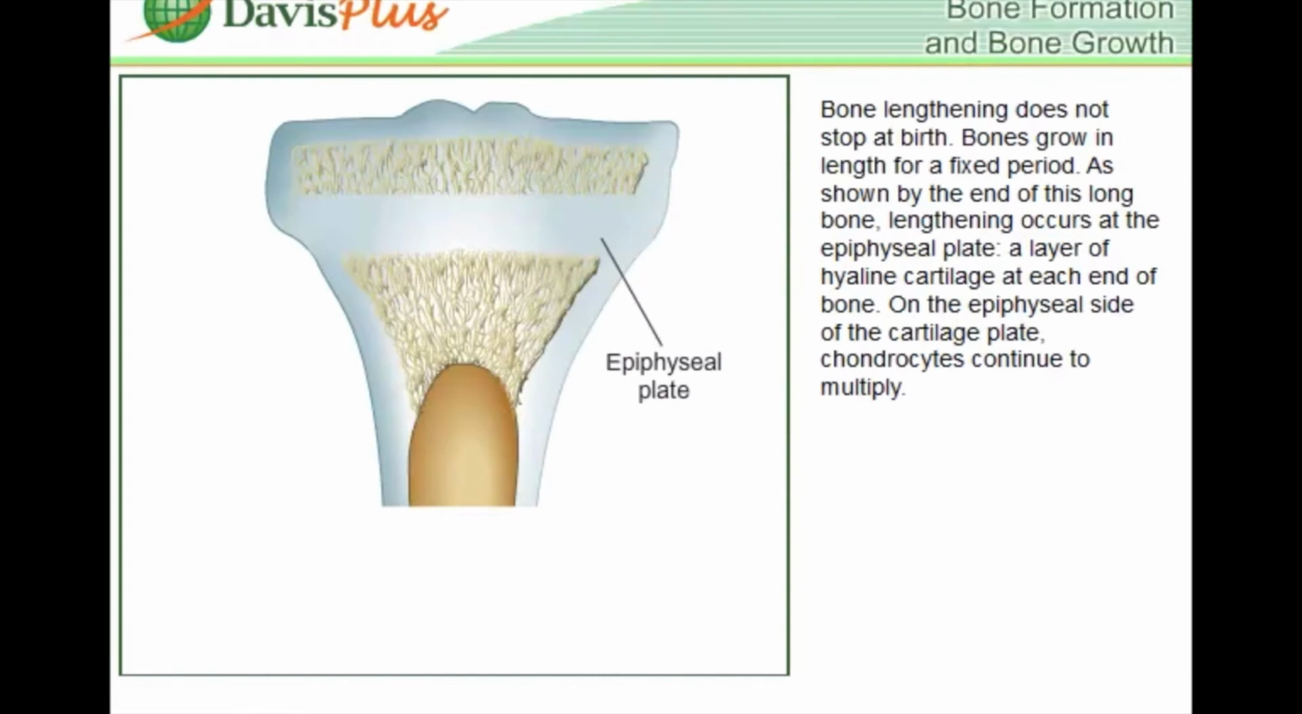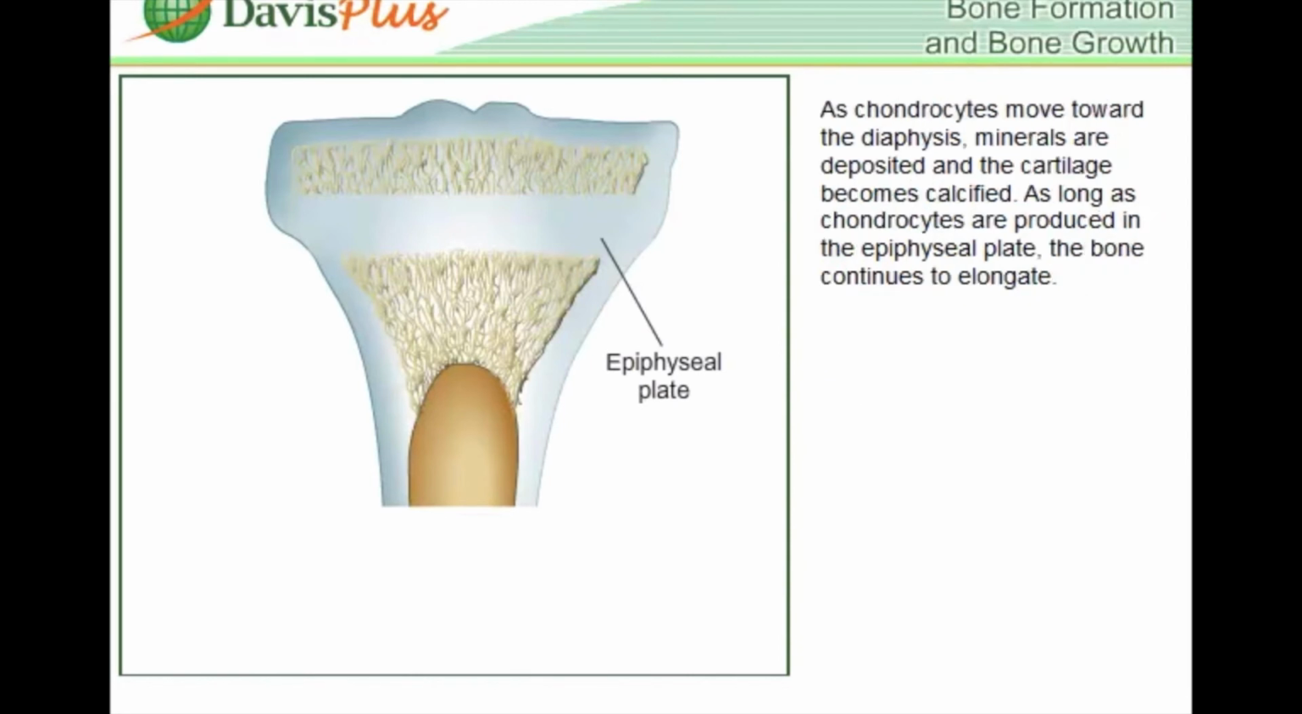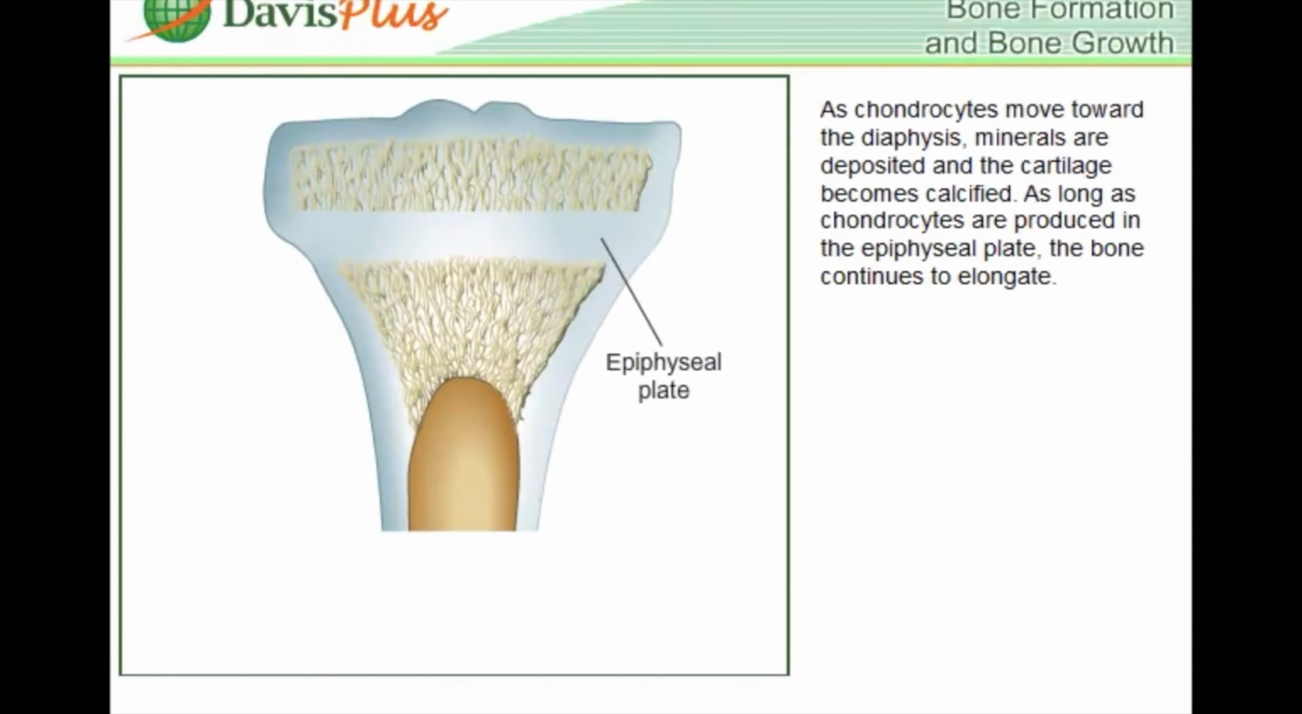On the epiphyseal side of the cartilage plate, chondrocytes continue to multiply. As chondrocytes move toward the diaphysis, minerals are deposited and the cartilage becomes calcified. As long as chondrocytes are produced in the epiphyseal plate, the bone continues to elongate.